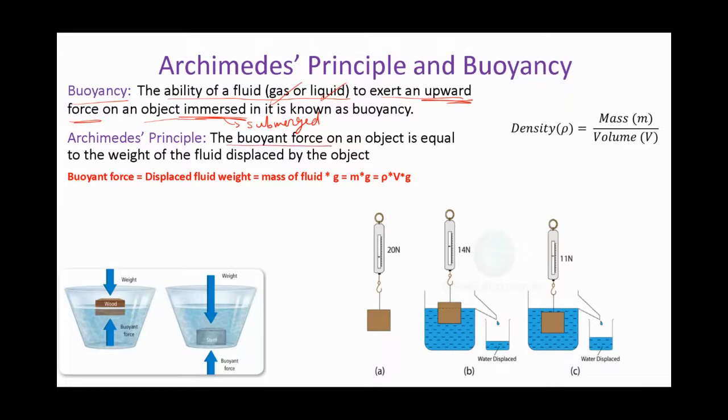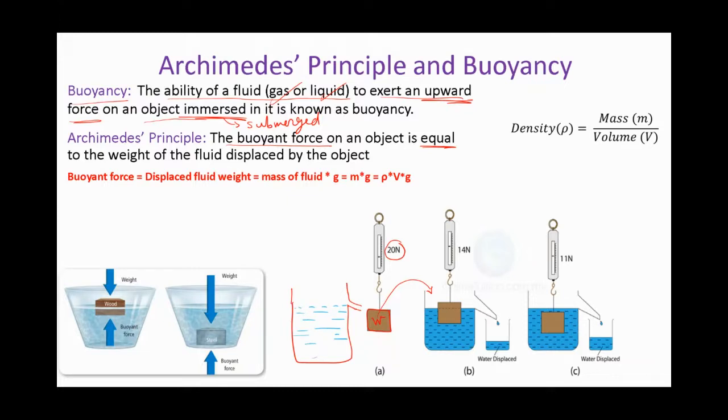So the buoyant force on an object equals what? Let's see. Here I have an object of weight W, and when we weigh the object using a spring scale, we find that the weight is 20 Newton. The real weight of the object is 20 Newton. Then we will try to submerge it in water. We will fill the tank to the top with water.